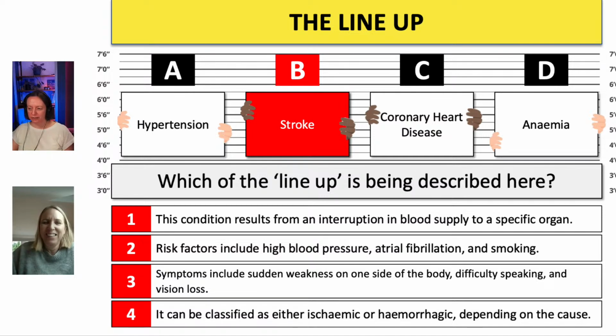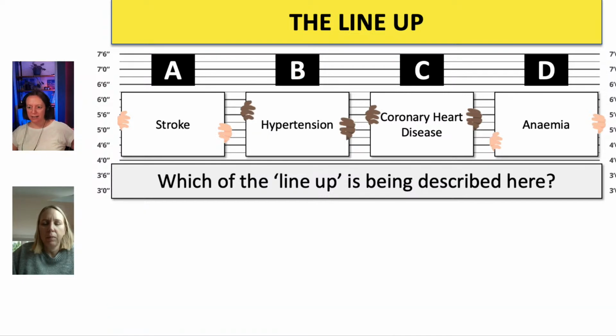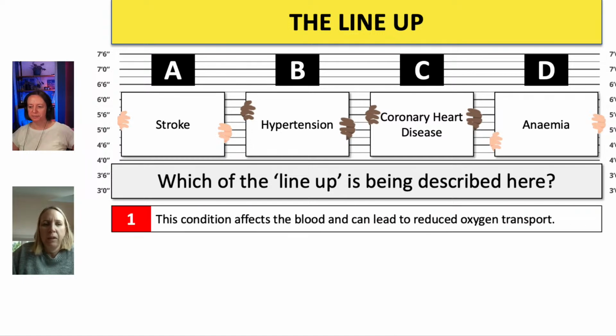Excellent. So just to be clear, an ischemic stroke would happen if the blood supply was blocked, so the blood flow can't get to the brain tissue. Hemorrhagic happens if there's an aneurysm that ruptures, so a bleed in the brain, which means that the blood can't get to the brain tissues. Okay, again, so stroke, hypertension, coronary heart disease, or anemia. First clue, Lynn. Let's have a look.